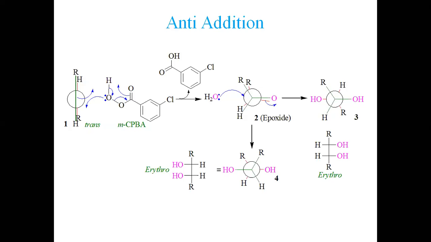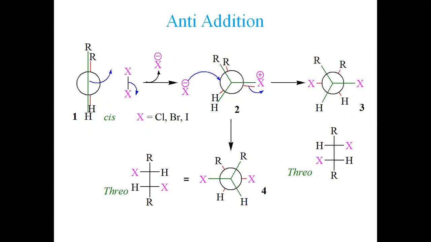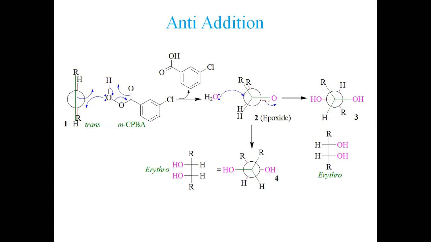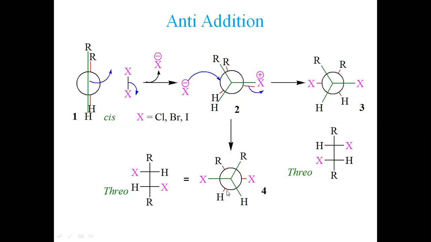Similarly, if anti-addition is taking place, in the previous example you came across the cis-olefin. When anti-addition takes place, it results in the formation of threo entities. But on the other hand, if we are using trans-olefin and anti-addition is taking place, this results in erythro entities. So here this is also an erythro product. And in the previous one, we had the cis-olefin, so these are the two threos. This is very simple to see.